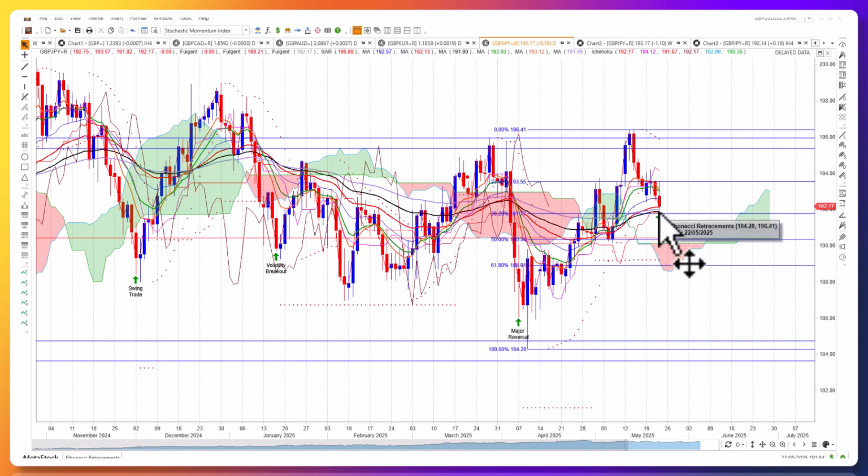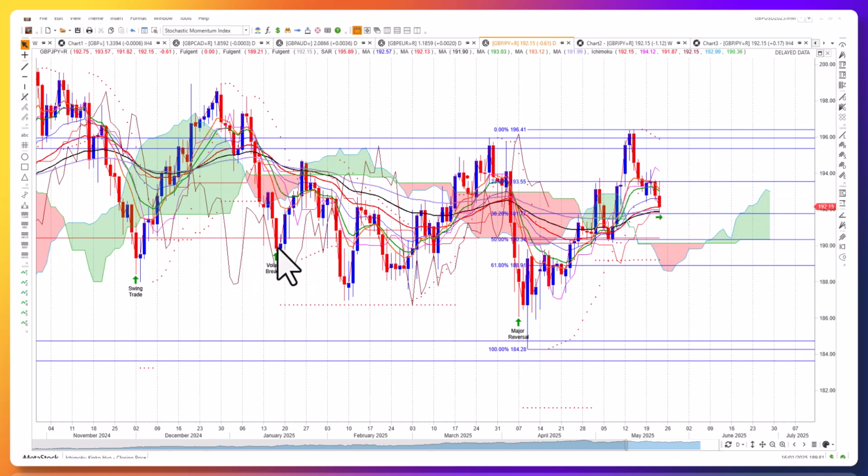So we are testing two levels. One is the 38% Fibonacci retracement, and then the standard line of the Ichimoku cloud. So keep an eye out for a potential rebound from this zone. So that's the analysis on the daily Ichimoku cloud. Very strong signal on the major reversal.